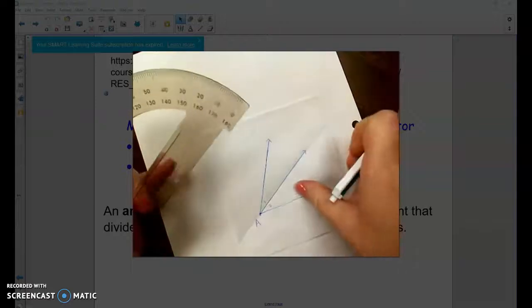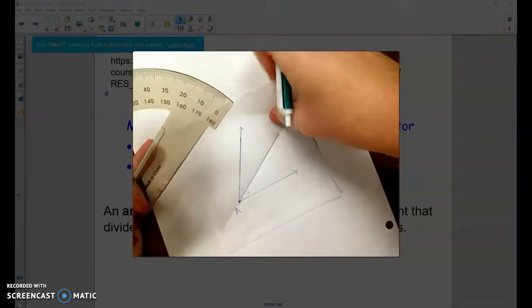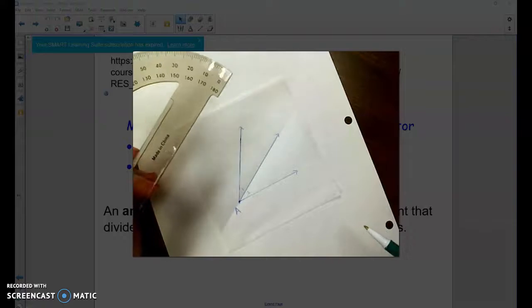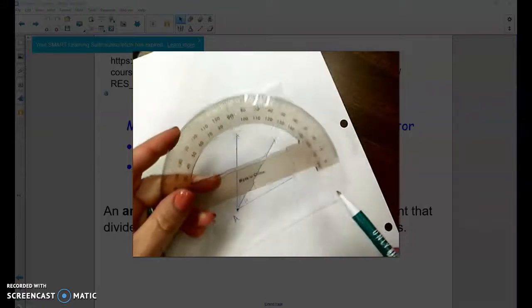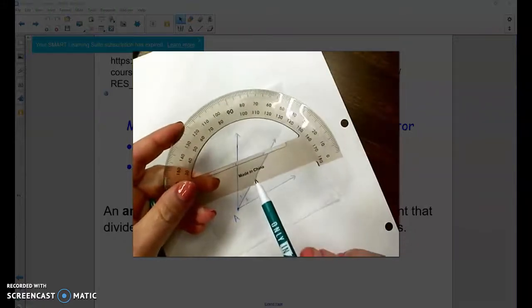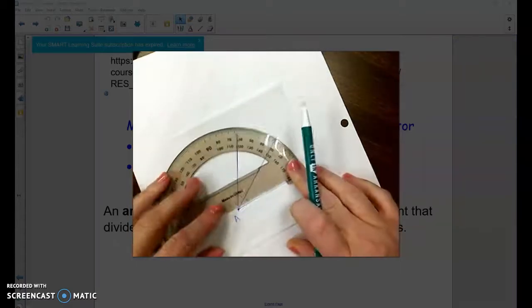Now I might be a little off because I just happen to be human just like you guys are, so you might be a little off too. But like I said, as you do this more and more, you'll get better and better. Now when measuring with your protractor, you have a little dash at the center of the bottom of your protractor just like I do. That always goes on your vertex.